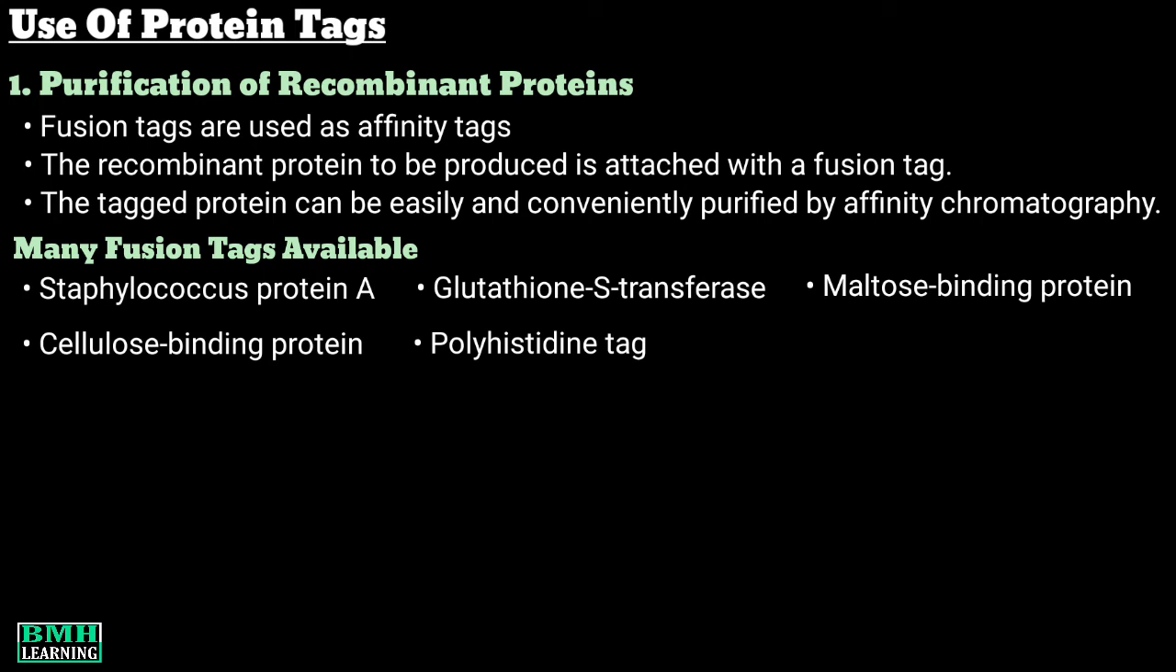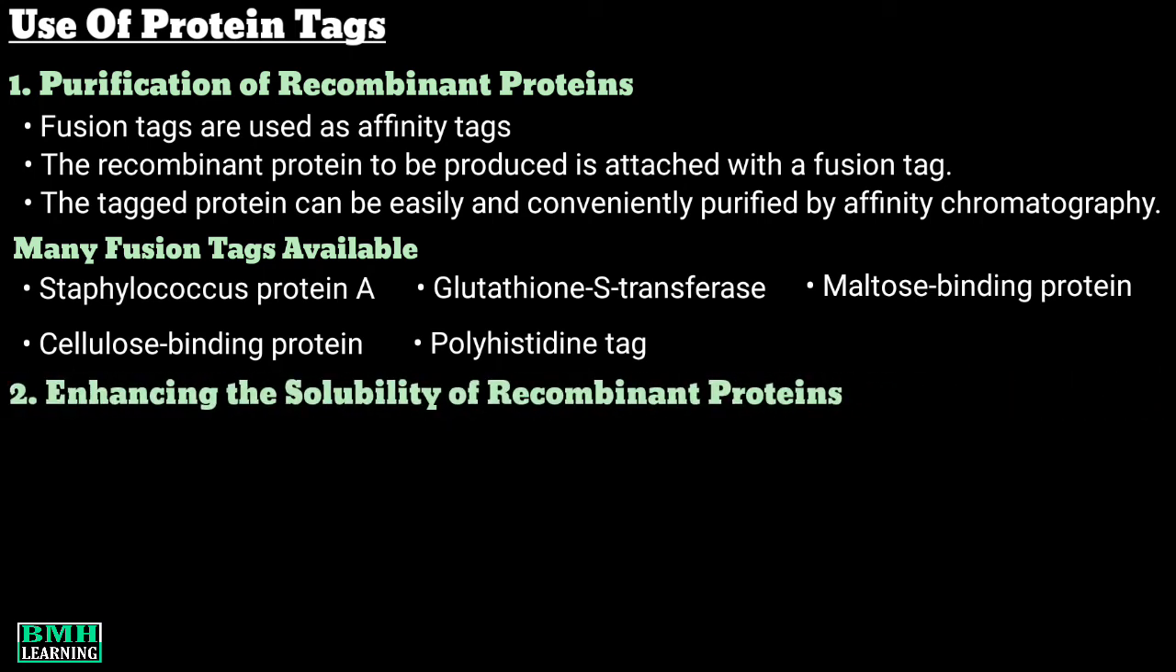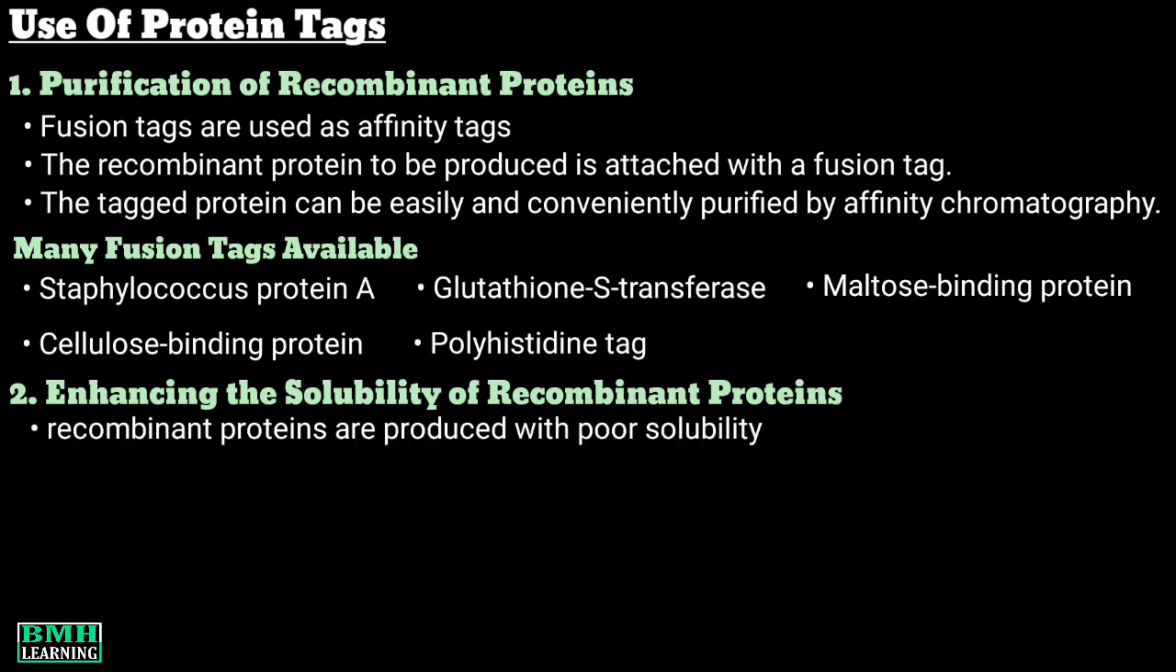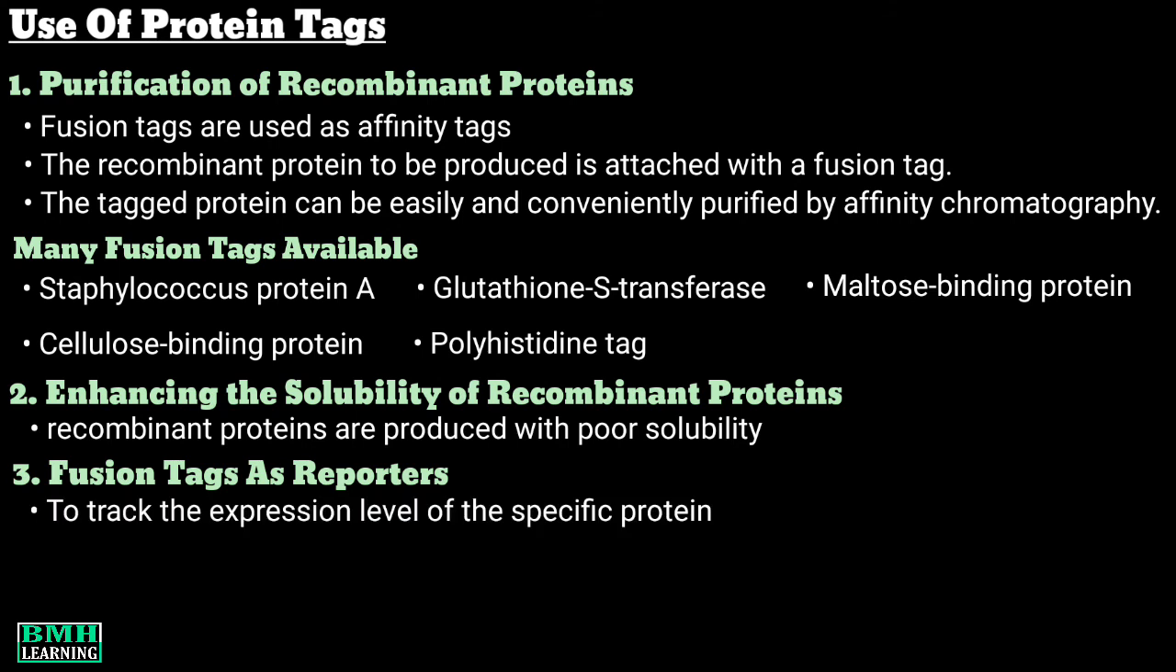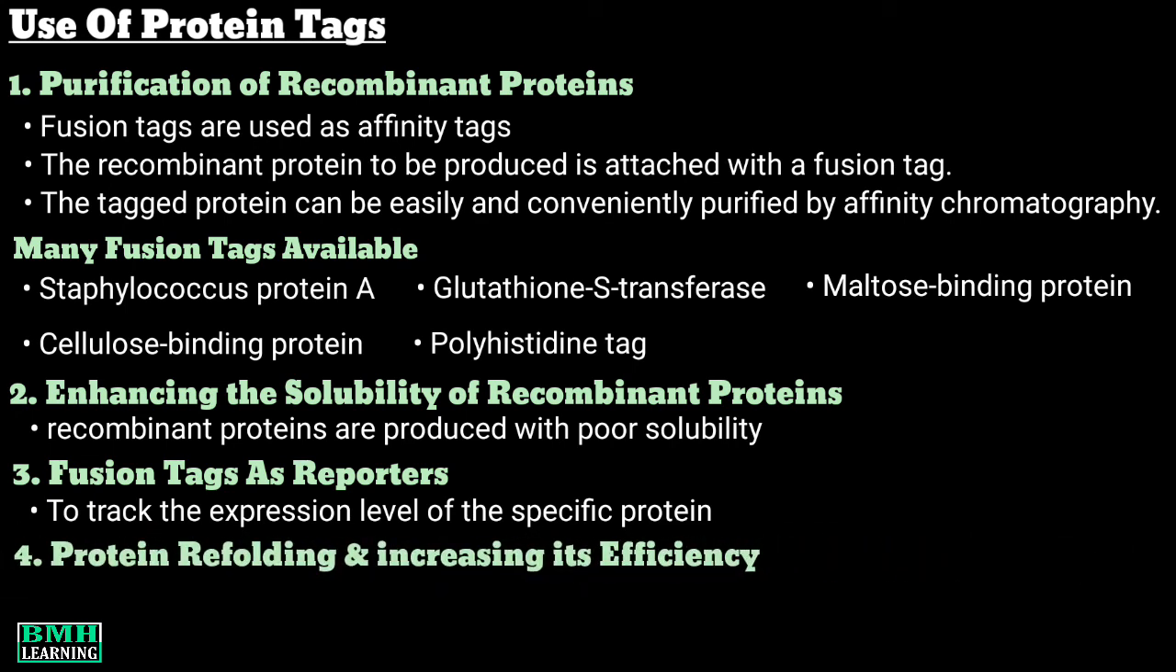Another main application of fusion tags linked with the recombinant proteins is to enhance their solubility. Many recombinant proteins are produced with poor solubility, so fusion tags are used to increase their solubility. Fusion tags can also be used as reporters to track the expression level of the specific protein that the researchers wish to study. Other than this, the protein tags are also used to simplify protein refolding and increase its efficiency.